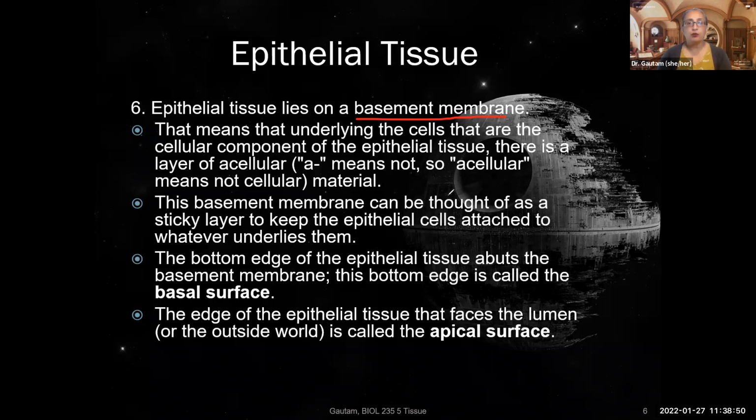Okay, so it's just fibers. The basement membrane you can think about as that sticky layer that the epithelial cells attach to. Again, the surface that attaches to the basement membrane is called the basal surface. And the other end of the cell that is free, facing the lumen, is called the apical surface.